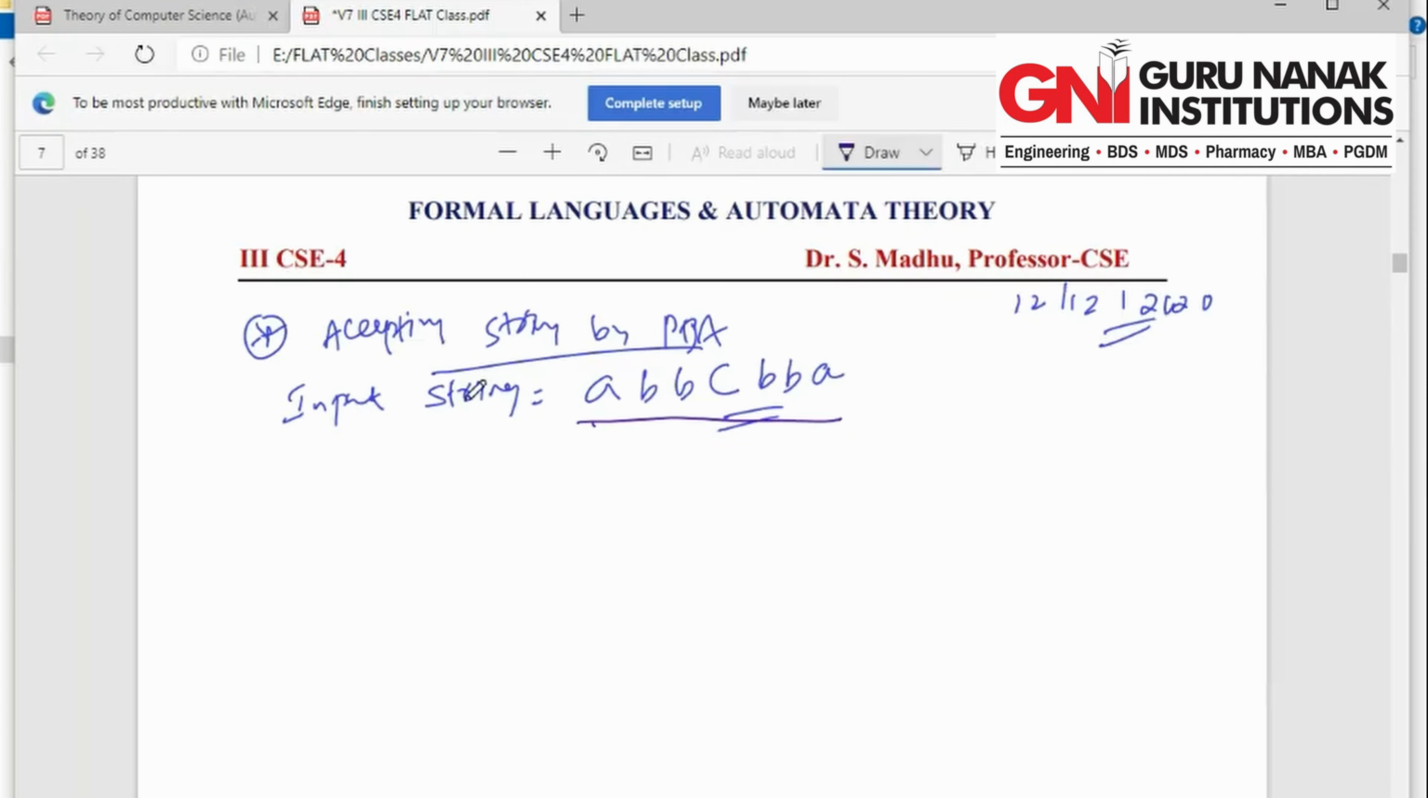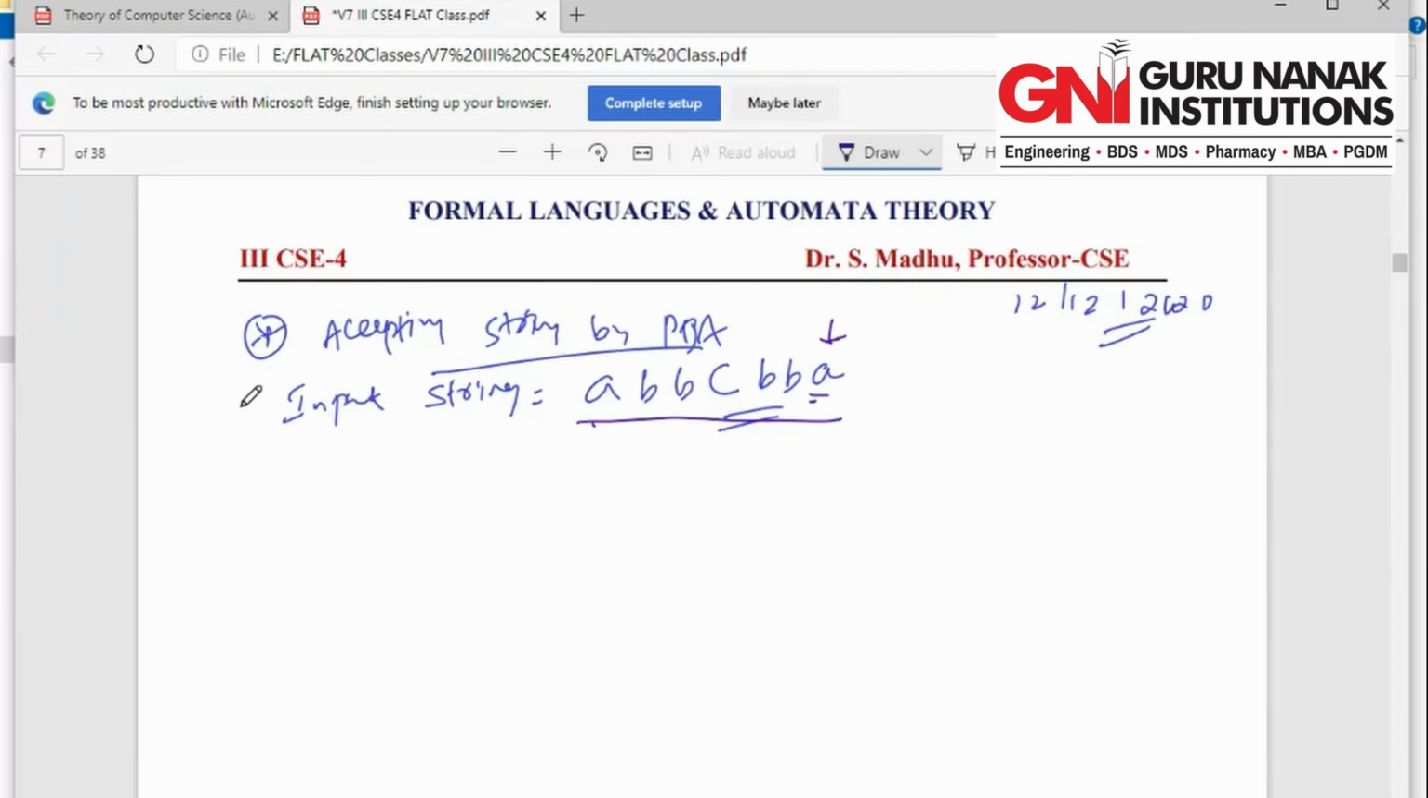So when can you say that a string is accepted by PDA? Very simple. You start reading off all these inputs, inserting. When C comes, change the state. When BBA completes, after this last A, then the stack must be empty. Then you can say that the string is accepted by PDA.